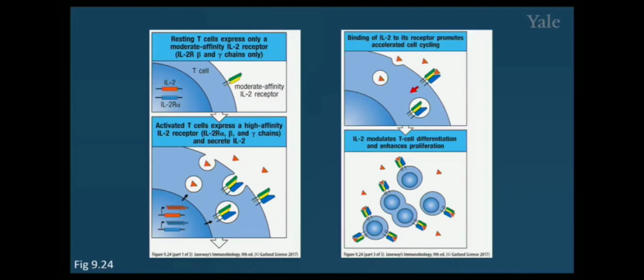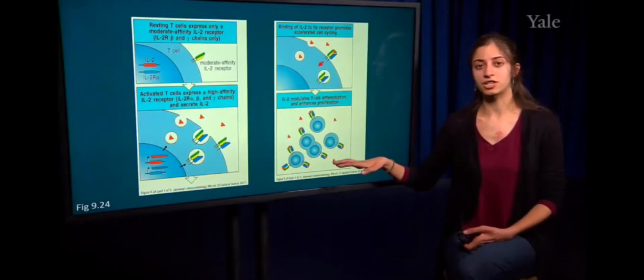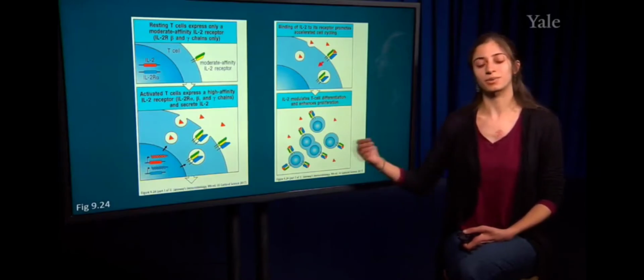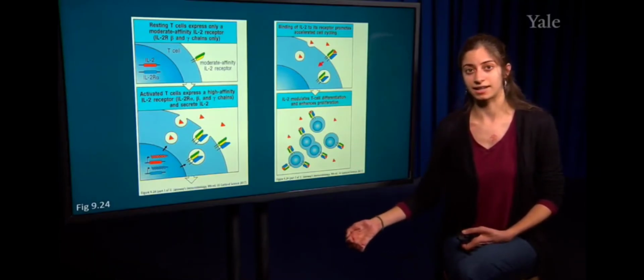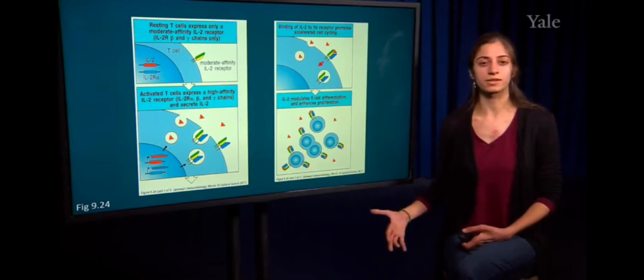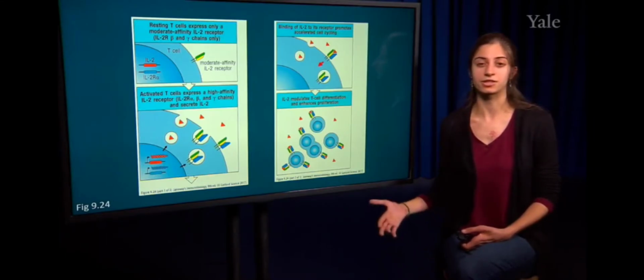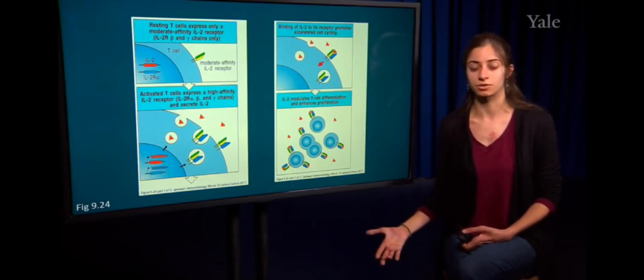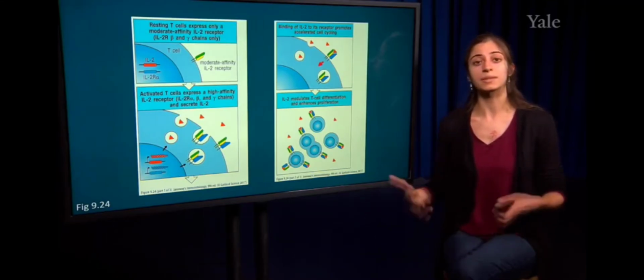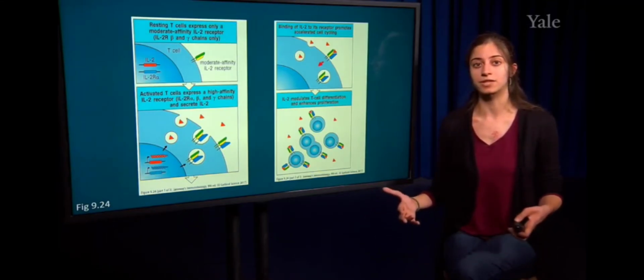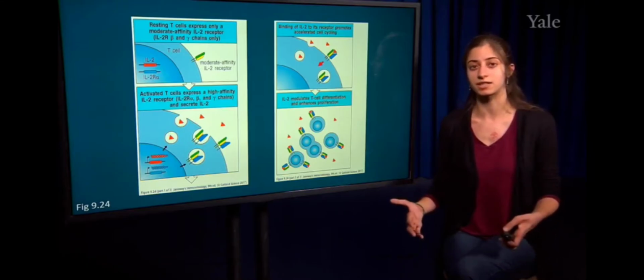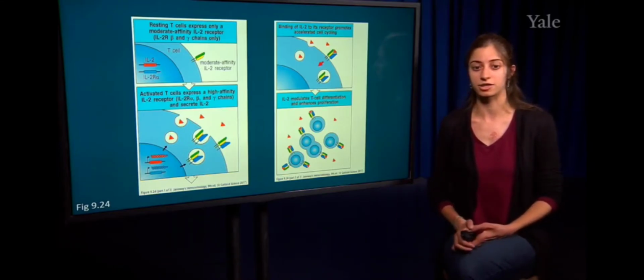The binding of IL-2 to its receptor in both a paracrine and an autocrine manner will cause accelerated cell cycling of the T cell. This also modulates T cell differentiation and induces and enhances proliferation in response to having been activated. This means that once a T cell sees an antigen and receives all of the necessary co-stimulatory signals, it will begin to rapidly proliferate in order to mount a very highly specific and effective response against the invading pathogen.